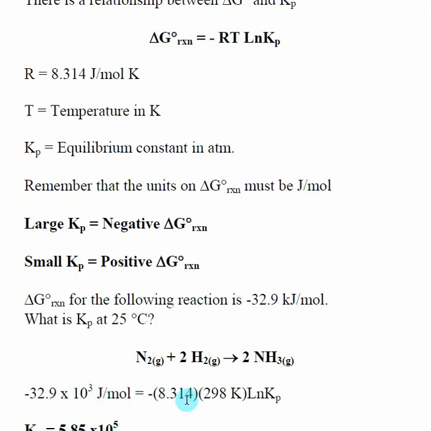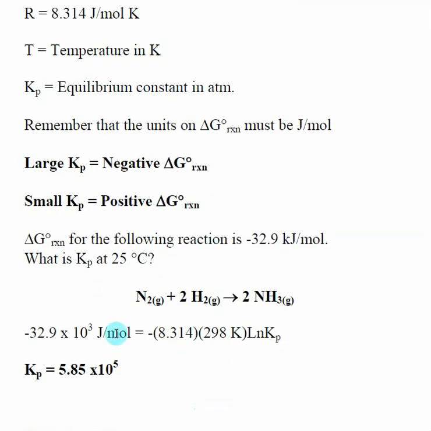R is a constant that is typically given. The other thing I need to do is convert my temperature into Kelvin. And from there, it's just a little bit of algebra. If I solve for Kp, I get Kp is 5.85 times 10 to the fifth. That makes sense. If I have a negative delta G, I would expect Kp to be a fairly large number, and 5.85 times 10 to the fifth is actually quite a large number. And then remember, equilibrium constants do not have units.